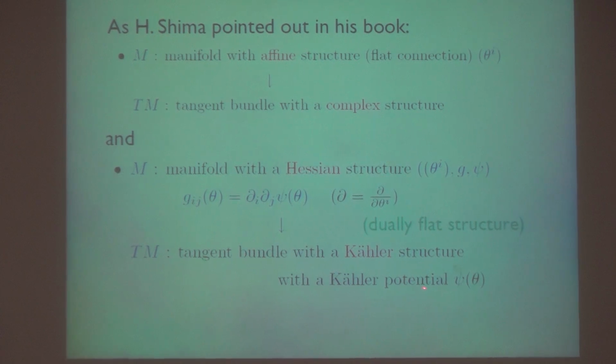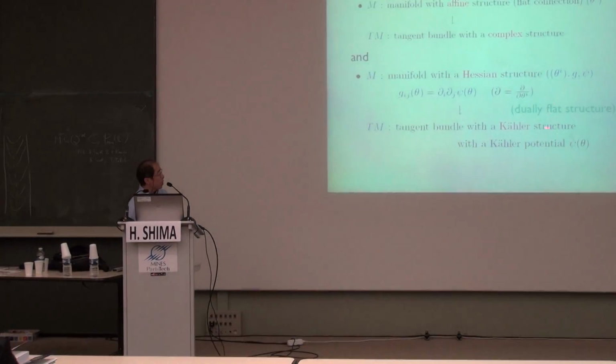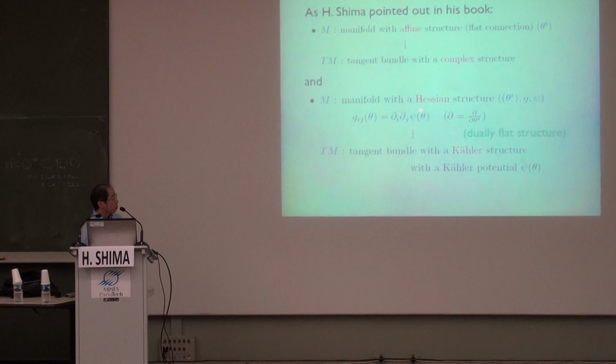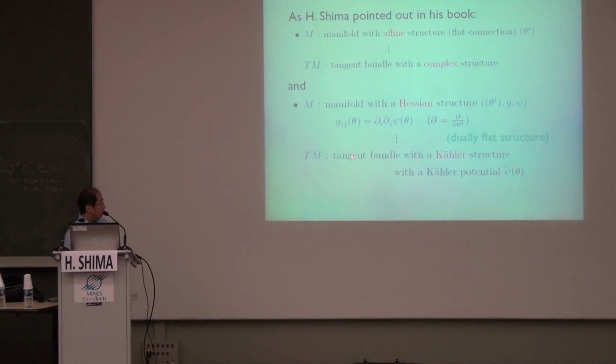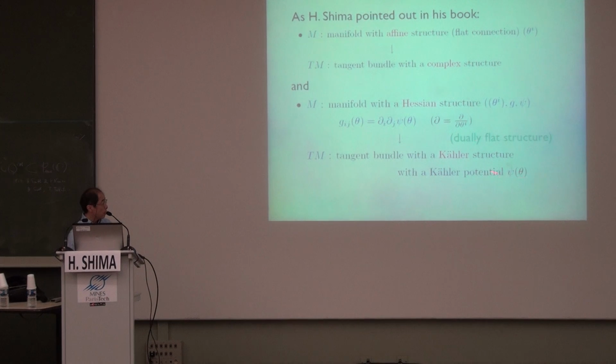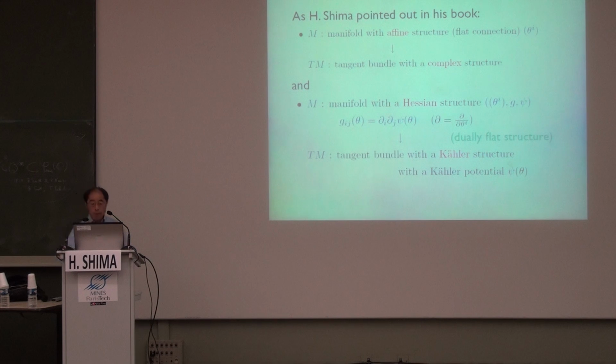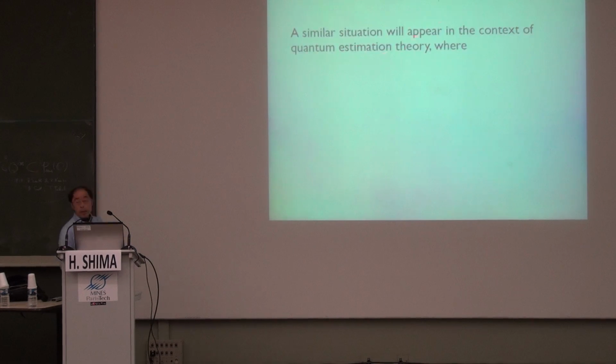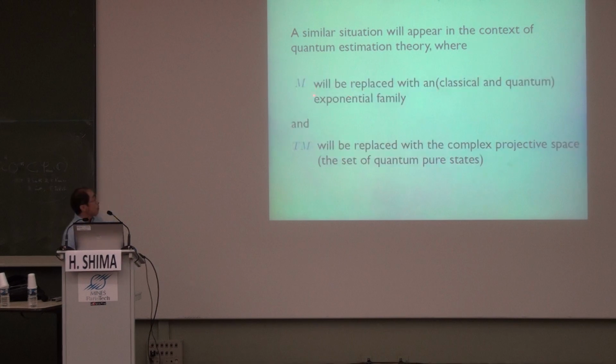Please note that this Kähler potential is just a Hessian potential, and the variable only depends on the real coordinate system theta. The aim of my talk is to show that a similar situation appears in the context of quantum estimation theory, where a manifold will be replaced with a classical quantum exponential family, and the tangent bundle will be replaced with a complex projective space, that is, the set of quantum states.